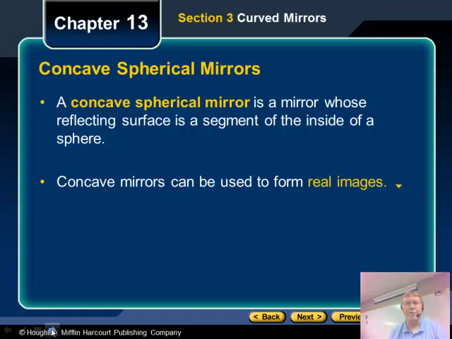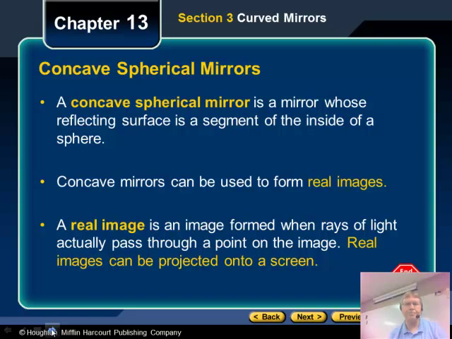Concave mirrors can be used to form real images. These are images where, if you put a screen there, you will actually see something on the screen, as opposed to virtual images, which are always formed behind the mirror. No light actually travels there, so if you put a screen there, it would not show anything. Basically, real images form on the front side of mirrors, and virtual images form on the back side. A real image is formed when rays of light actually pass through the point on the image, and real images can be projected onto a screen.